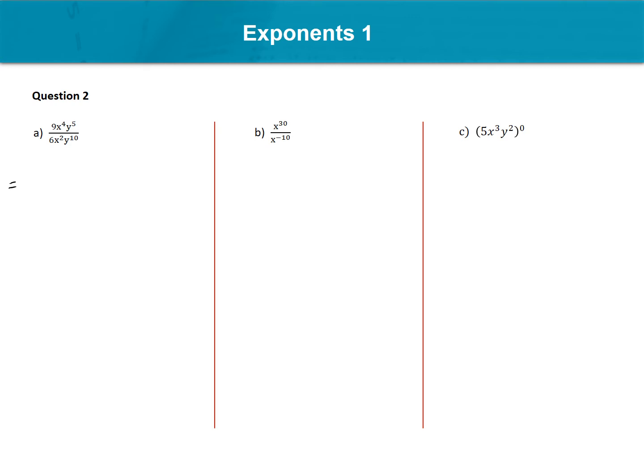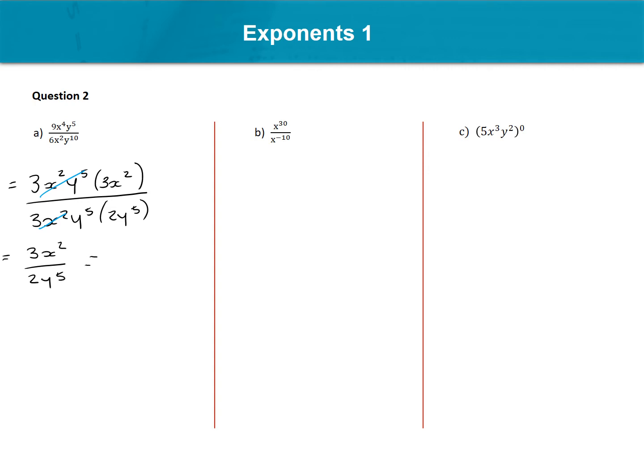So we have a common factor of 3x squared y to the power of 5, and then you're left with 3x squared on the top, all over 3x squared y to the power of 5, and you're left with 2y to the power of 5 on the bottom. So then these two cancel, and you are left with 3x squared over 2y to the power of 5. Or we can write this as 3 over 2, x squared, y to the negative 5.